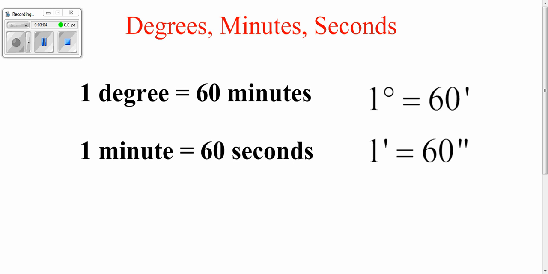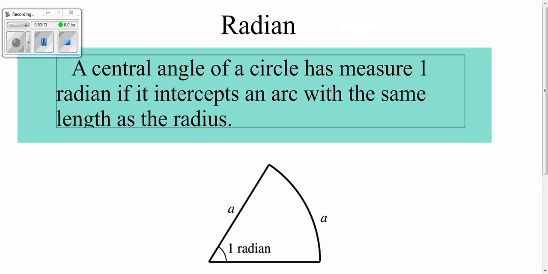Okay, and then I would just want to remind you also that in 1 degree there's 60 minutes, and in 1 minute there's 60 seconds, and we'll use that in some problems in a minute, but for right now we're going to ignore that. We now want to go to radians.